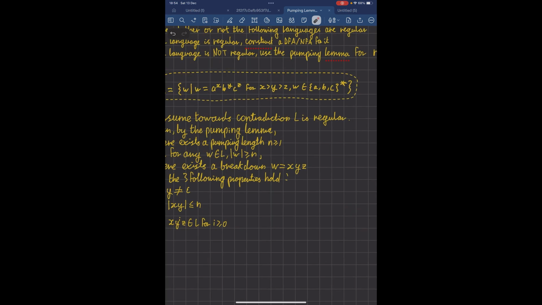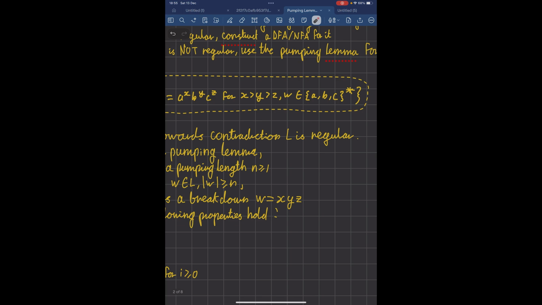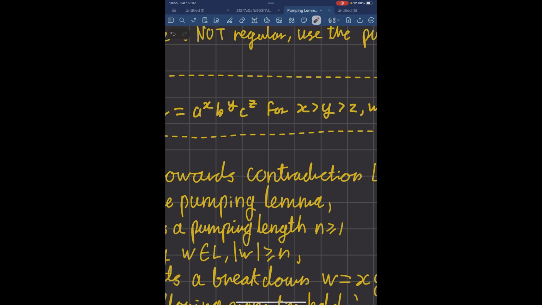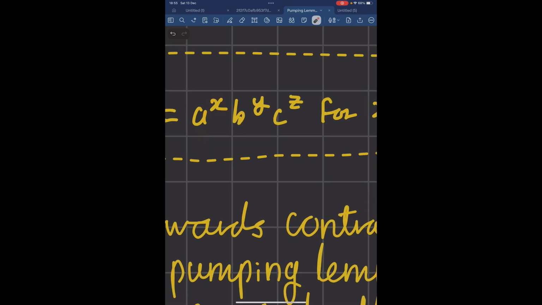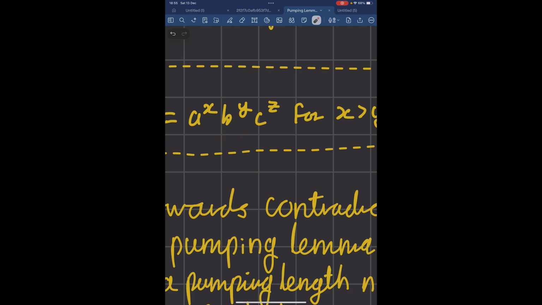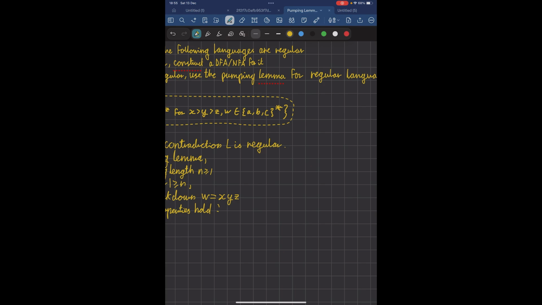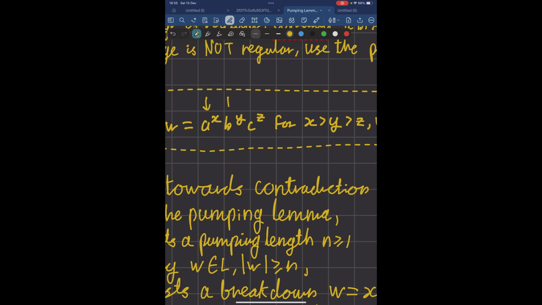So let's go over what the language is. The language is all strings over alphabet A, B, C, where the string is in this form: A to the X, followed by B to the Y, followed by C to the Z. This just means there's X A's at the start, followed by Y B's, followed by Z C's, where X is greater than Y and Y is greater than Z. In other words, the strings are all in the form where you have more A's than B's at the start, and then more B's than C's.